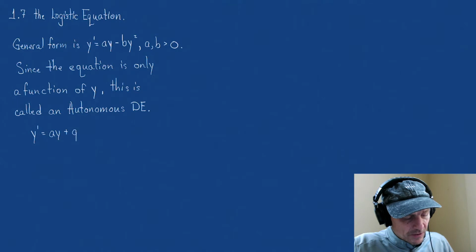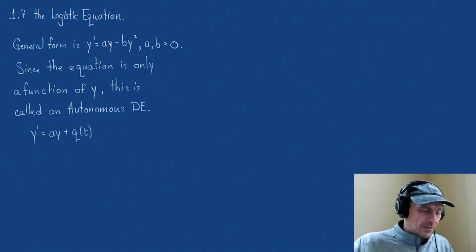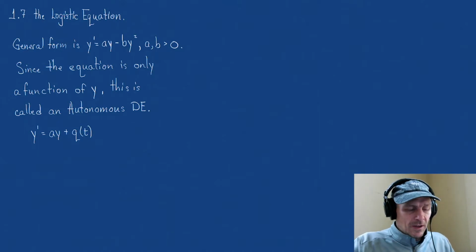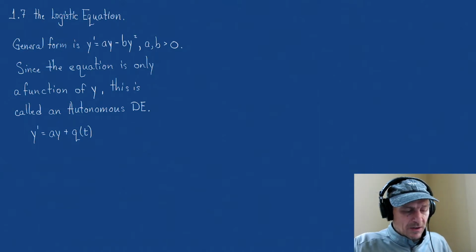plus some function of t, q of t. We've looked at a Heaviside, an exponential, the delta function. Well, in this case, notice there's no q of t. Everything is either y prime or y. So that's what makes this a unique equation.